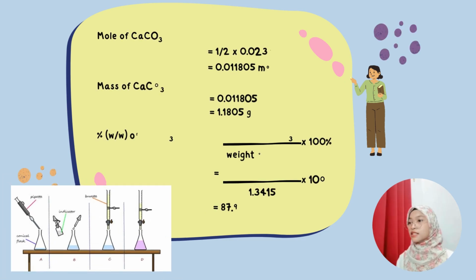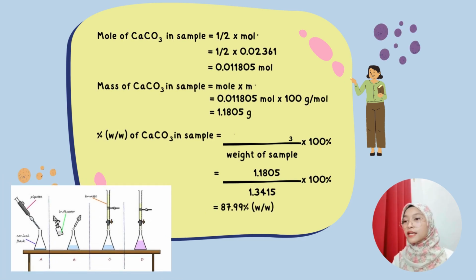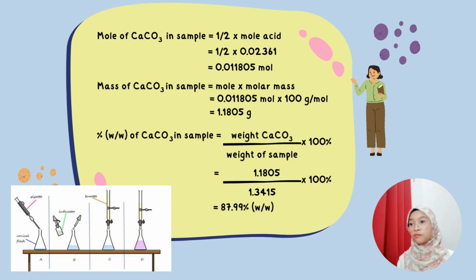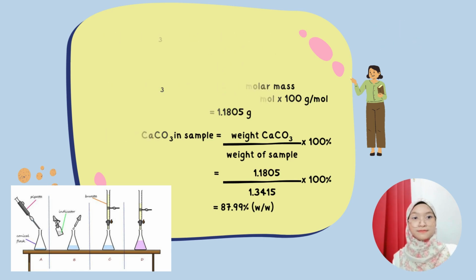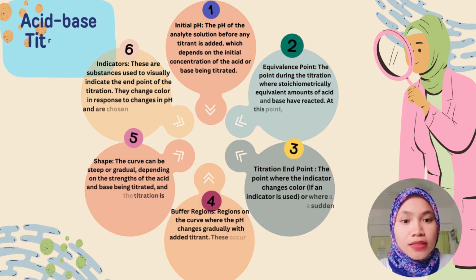Next, we can calculate the mole of CaCO3 in the sample by multiplying the mole of acid by 1/2, and we got 0.011805 mole. For the mass of CaCO3 in the sample, we got 1.1805 gram with all the moles that we have calculated before. And then for the percent w/w of CaCO3 in the sample, we divide the weight of CaCO3 by the weight of sample, then multiply by 100%, and we get 87.99% w/w.